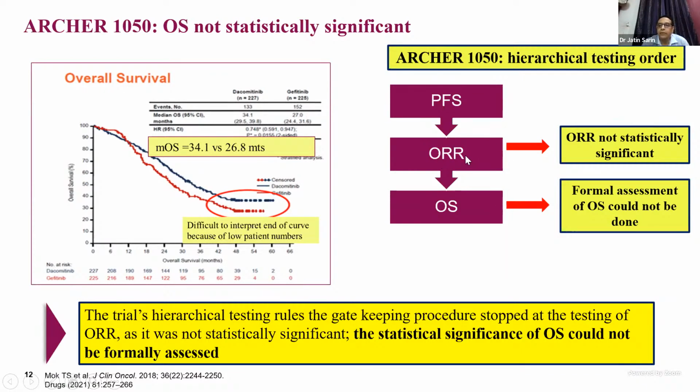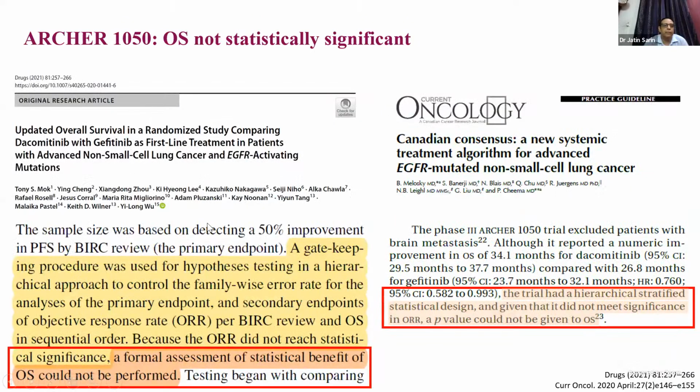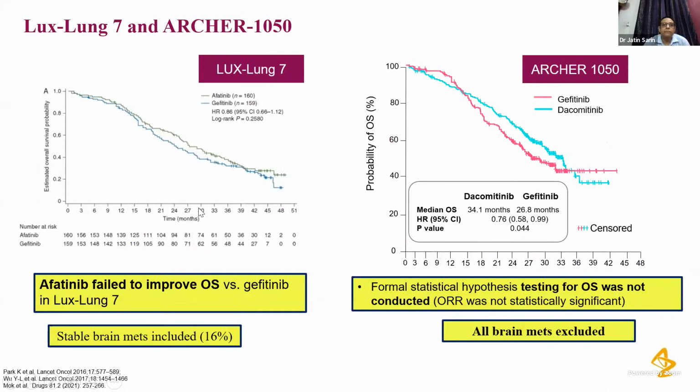But a formal assessment of OS could not be done, and the trial's hierarchical testing rules, the gatekeeping procedure, stopped at testing of ORR, as it was not statistically significant. And this was also mentioned in the paper which was published, and it was shown that a formal assessment of OS could not be performed. This is another important TKI, afatinib, and this also failed to show an OS advantage over the first line.